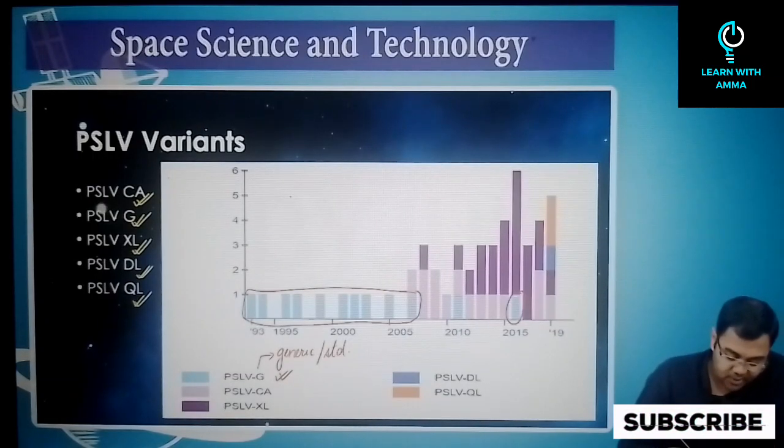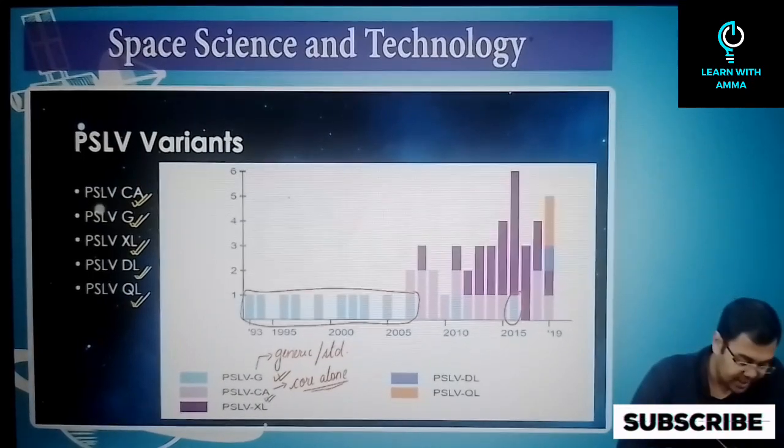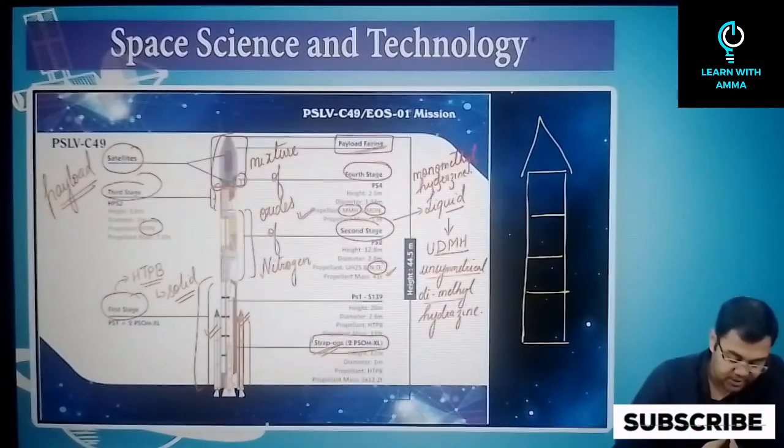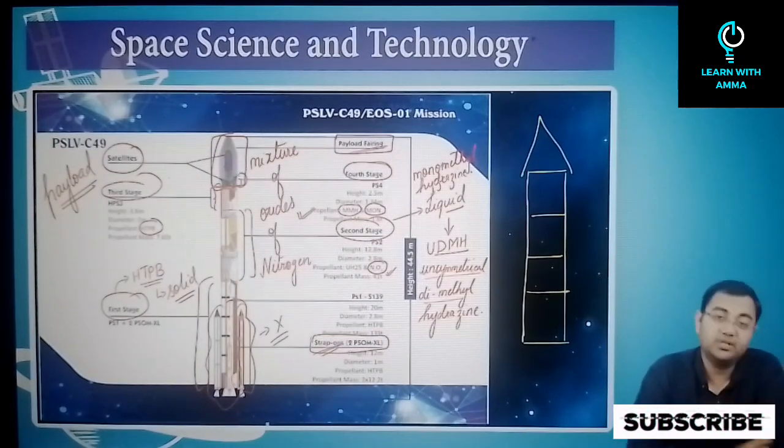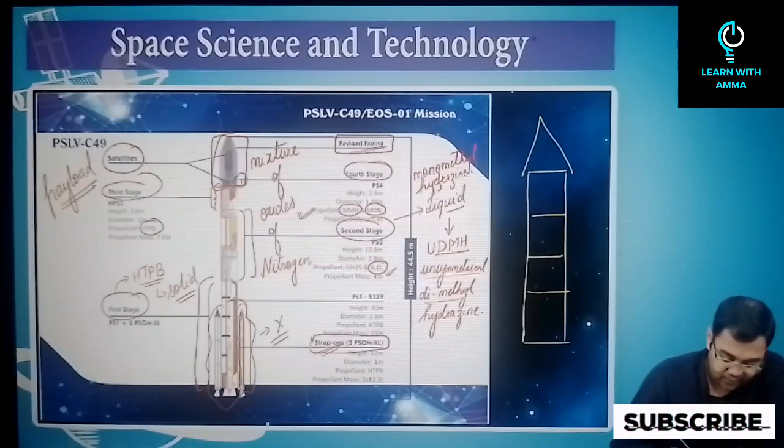Then after that we have the PSLV CA variant. Here CA basically stands for core alone. It stands for core alone variant. Why it's called core alone is that at the base where you saw all these strap-on motors, if you go back to this picture, these strap-on motors are not available in the CA version. The core alone variant does not have the strap-on motors, and that's why it is called core alone, because the core does not have any of the strap-on motors. So that's why this is called the CA variant.